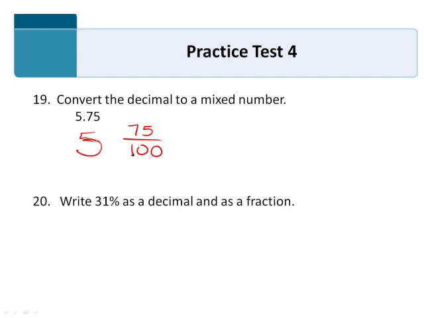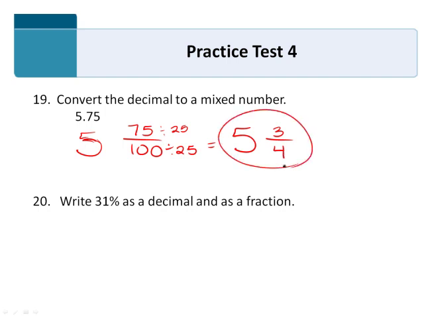Now, I can reduce my fraction part, because 25 goes into both of those. So think about quarters there. We're going to keep the whole number 5, and 75 divided by 25 is 3, and 100 divided by 25 is 4. So there's your mixed number, 5 and 3/4.